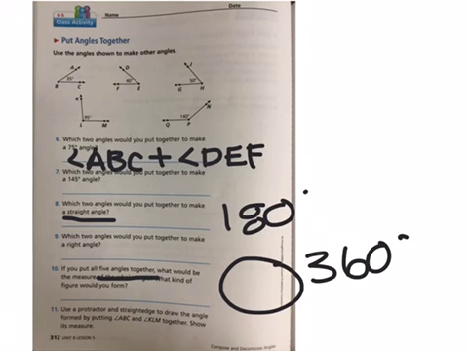Number 11, it says use a protractor and a straight edge to draw the angle formed by putting angle ABC and angle KLM together. Show its measure. We have not talked about protractors. We're going to do a different activity with that one, so you can skip number 11.